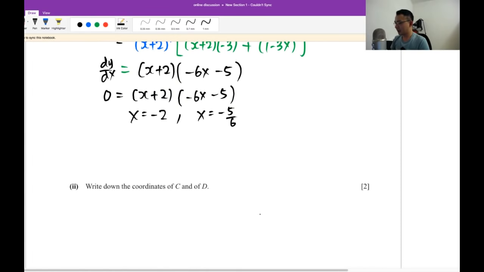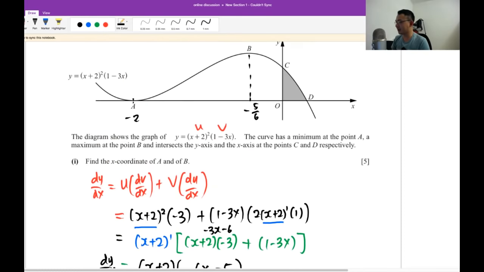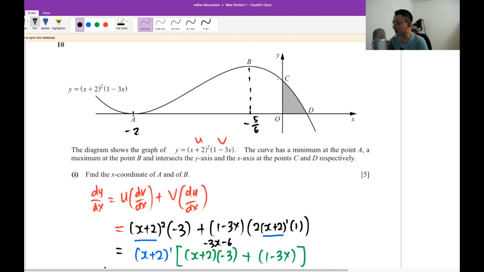Then write down the coordinates C and D. C is the y-intercept. The y-intercept means x equals 0. So y will equal 0 plus 2, which is 2 squared, and 0 multiplied by 3 is 0. So y equals 4. Therefore, my coordinate C here will be 0, 4.